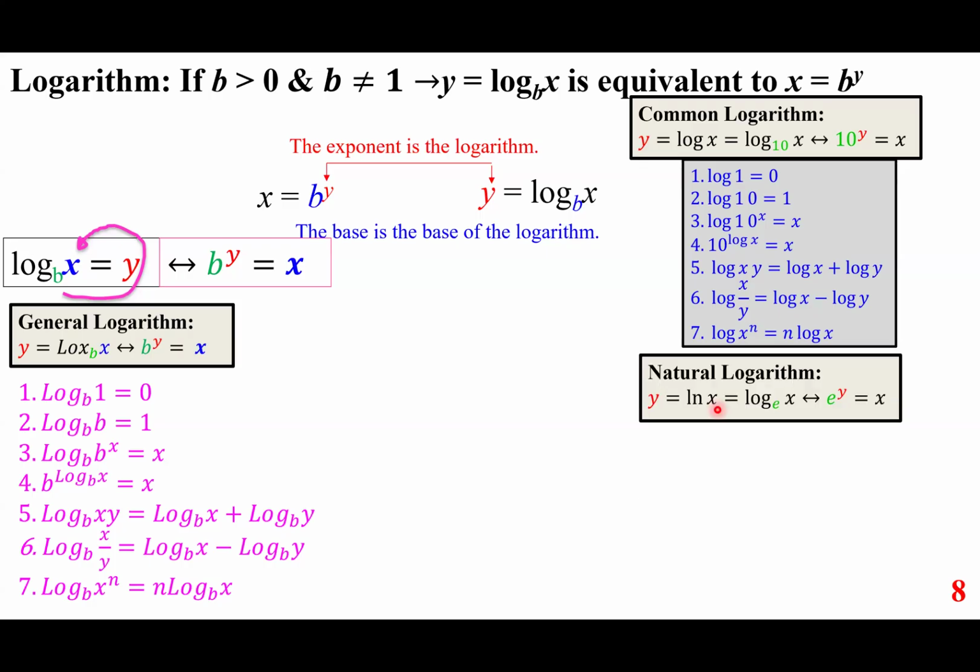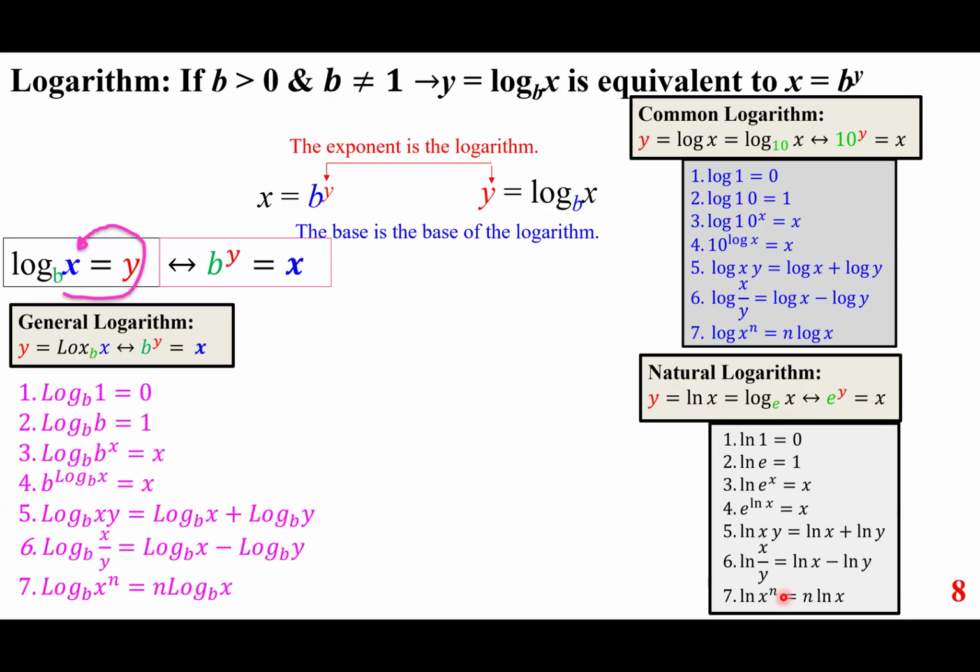Natural log: y equals ln x means log x base b. We don't write it in this format. This means the base is e. In other words, e to the power of y is x, and it gives rise to these properties. Remember, instead of log, we're going to write ln.